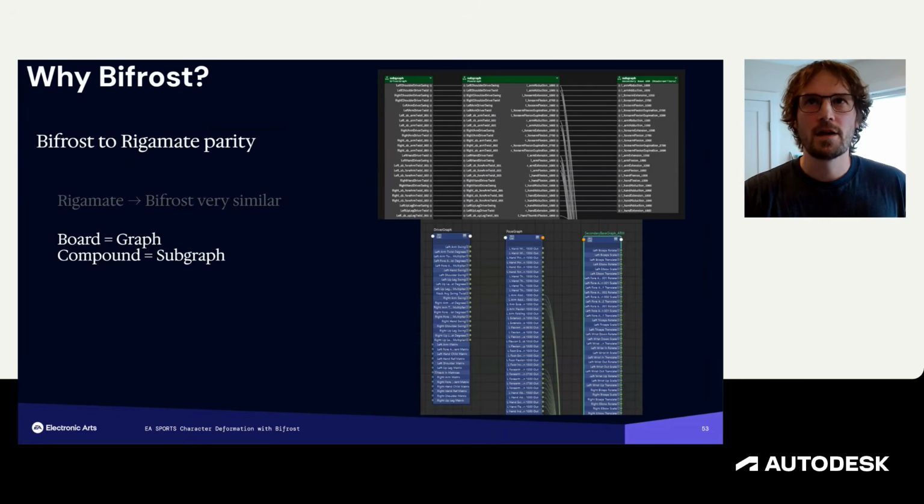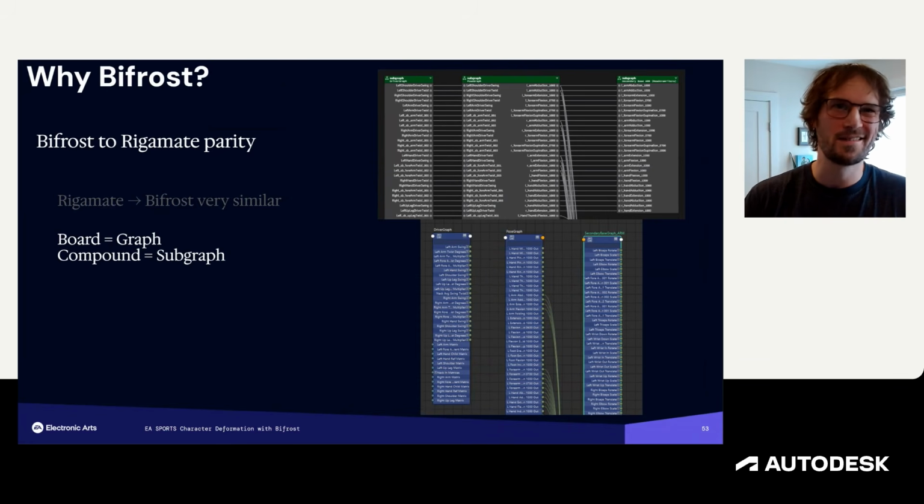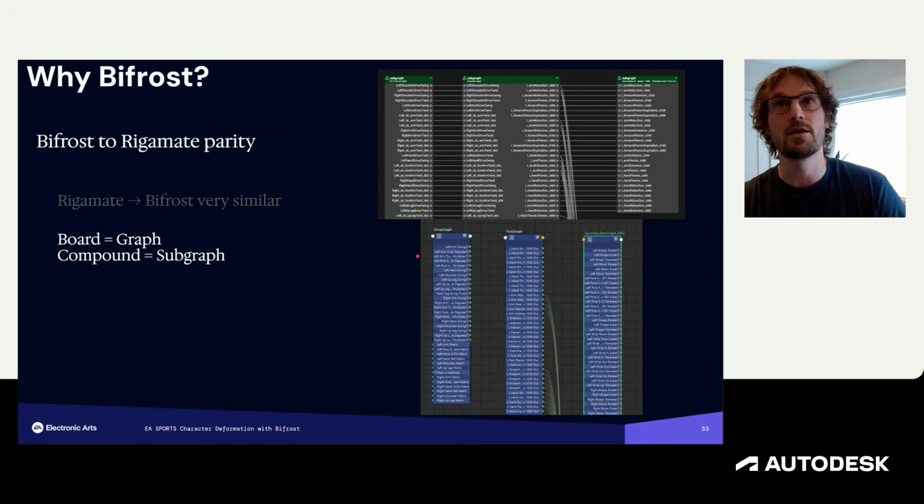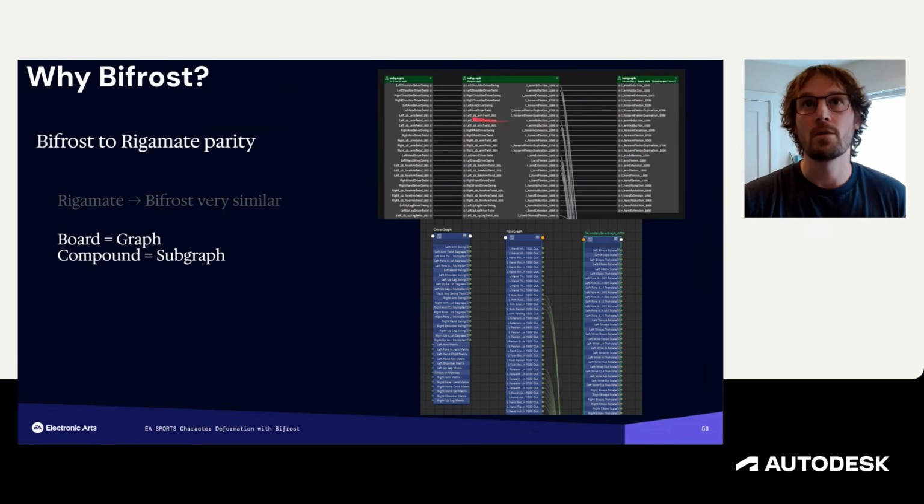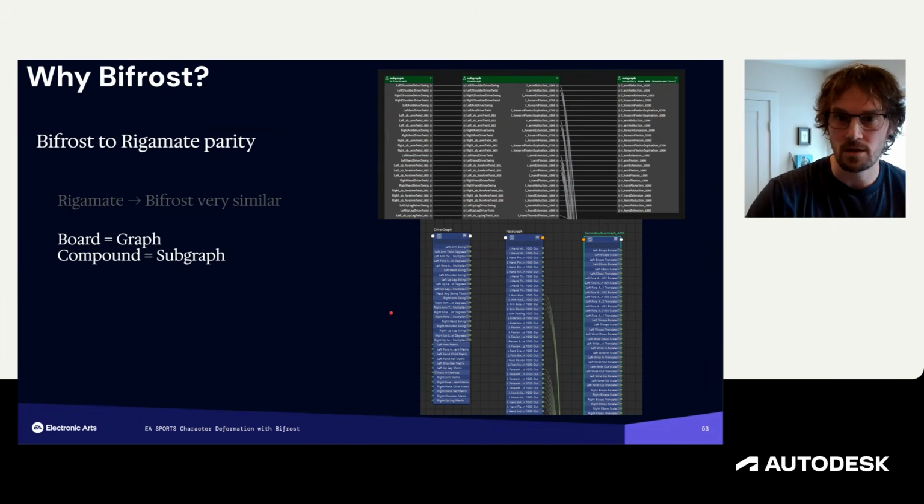They're also very similar in structure. A board, this isn't exactly how it is, but it's close enough to call out and have a laugh at it, a board equals a graph and a compound equals a subgraph. It's very similar to that. And this image, which you see here, is inside Rigmate, where we have our driver graph, pose graph, and our secondary base arm. And we have this in Bifrost. And they're essentially identical. The exact same names, the inputs, outputs, everything, just in different environments.